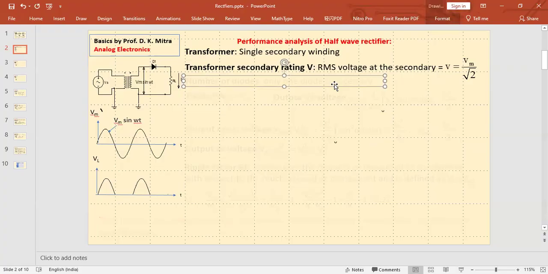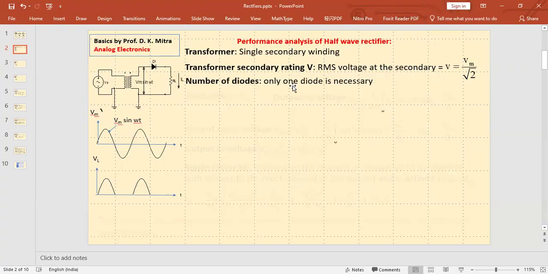Next, the number of diodes. It decides the cost of the rectifier. We need only one diode, right? Next, when you go to buy the diode, they will ask you what PIV you want. PIV is the peak inverse voltage. You see the data manual of any diode, a peak inverse voltage is mentioned. Now, what is peak inverse voltage?